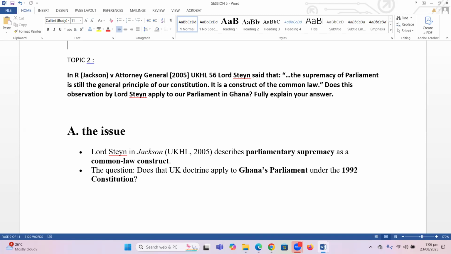This is pretty straightforward. And the issue, Laws LJ, in that case, is talking about parliamentary supremacy, which applies in the UK, and trying to say that it's a common law construct. The common law has long developed and nurtured what we call supremacy of parliament in the UK. So the question is this: does that UK doctrine apply to Ghana's parliament under the 1992 constitution? The supremacy of parliament, which you have in the UK, is it applicable to Ghana? So that is the question.